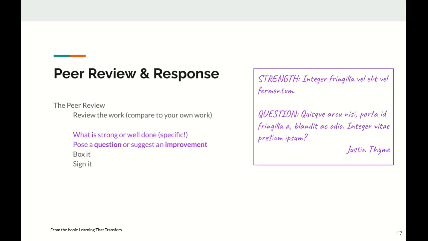So be specific. And then also pose a question or suggest an improvement. Don't say, oh, these suck. You might say something like, next time you might slow down so it's a little easier to read. Or you might say something like, next time we do notes, you might include more white space between your ideas so it's easier to follow. When you're done, you're going to draw a box around it and sign it. And that's what I want to see for the peer review.